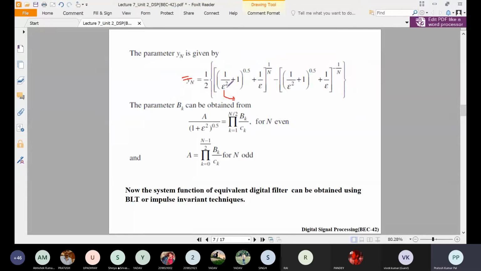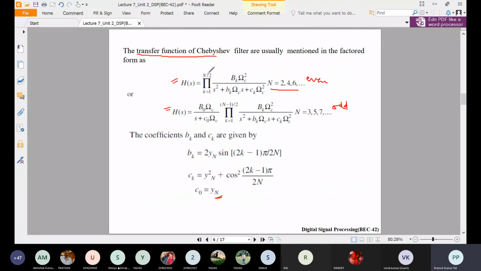The epsilon value will be given in the question as a specification in terms of delta. So from delta we can get the epsilon value, and from there we can get the value of y_n. Also the capital B_k will be given by this formula, where this is for n even and this is the formula for n odd. Based on that, we can get the transfer function of the Chebyshev filter.